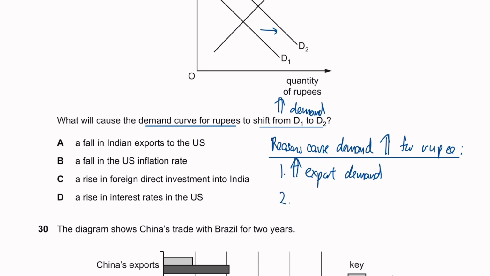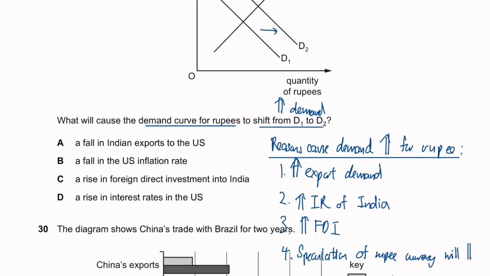And the second reason is due to the increase in interest rates of India. Third one is increase of FDI, increase of foreign direct investment. And the fourth reason is speculation that the rupee currency will increase in the short run. So let's see which answer applies to the reasons. So A, a fall in Indian exports, no. Should be increase. Fall in US inflation rate, not relevant. A rise in foreign direct investment into India, yes. A rise in interest rate in the US, no. So C is the answer.